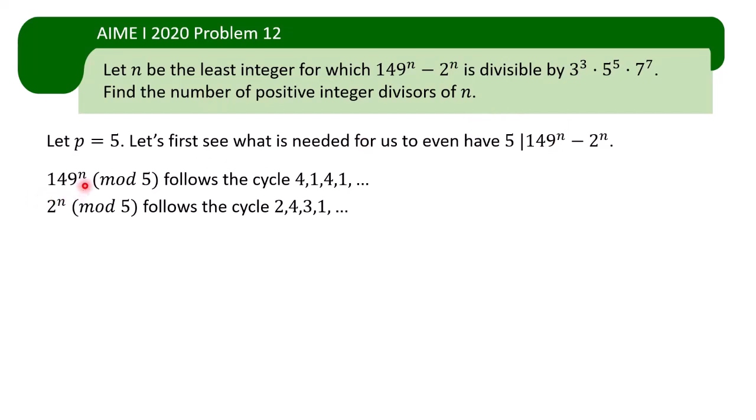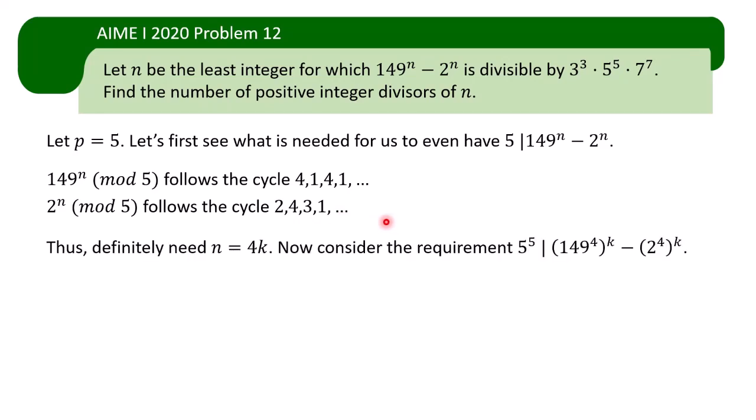Now 149 to the power n modulo 5 follows the pattern 4 1 4 1 4 1 and so on, whereas 2 to the power n follows the pattern 2 4 3 1, 2 4 3 1 and so on. Okay, so this tells us that for us to even first have 5 dividing the expression, we need n to be a multiple of 4, so that we have 1 minus 1. Okay, so now we know first that n is equal to 4k.